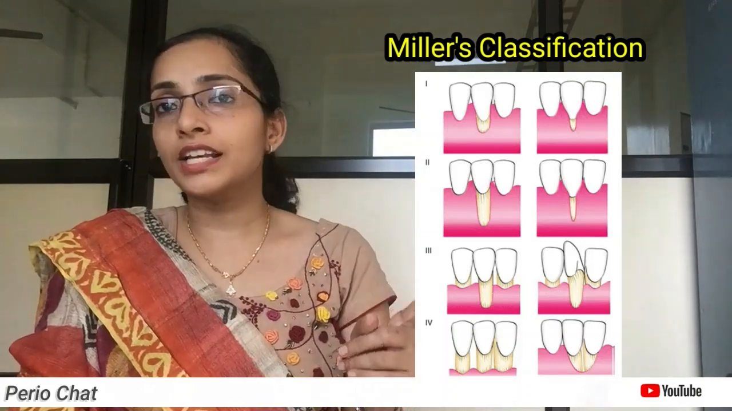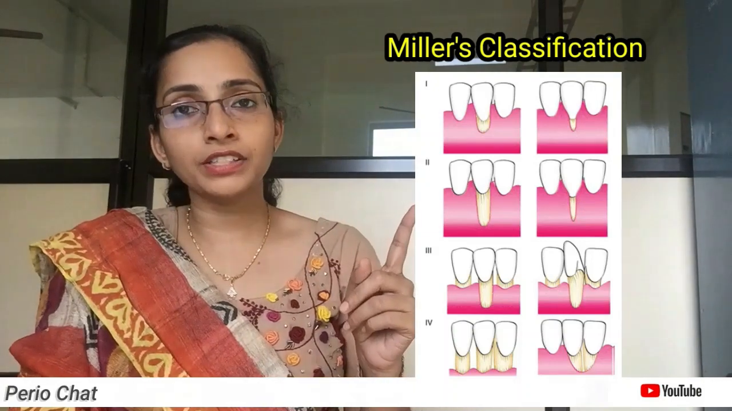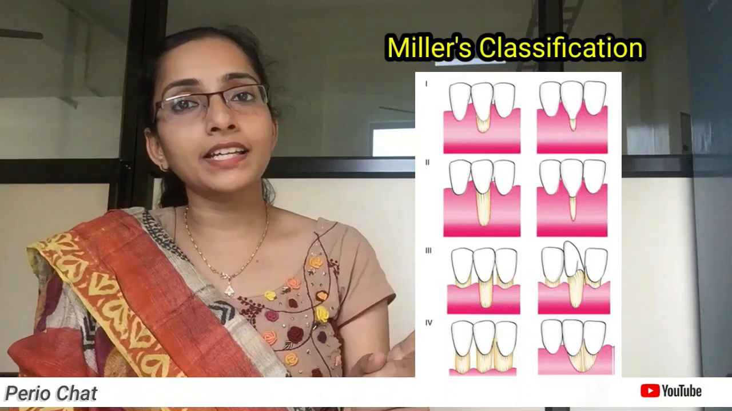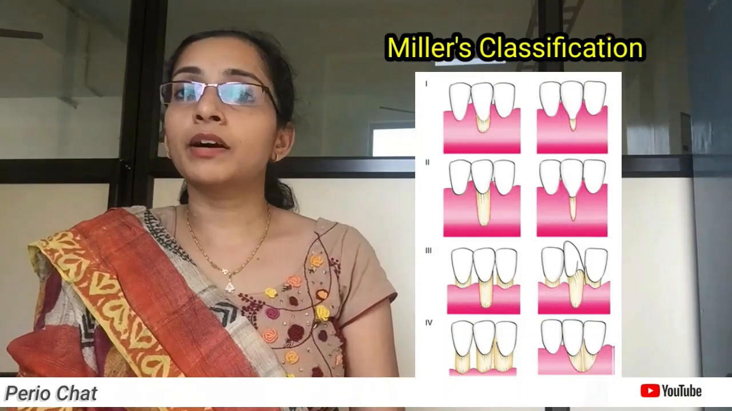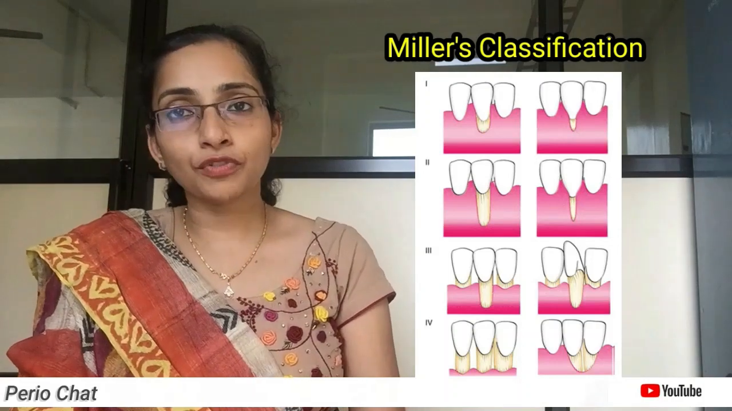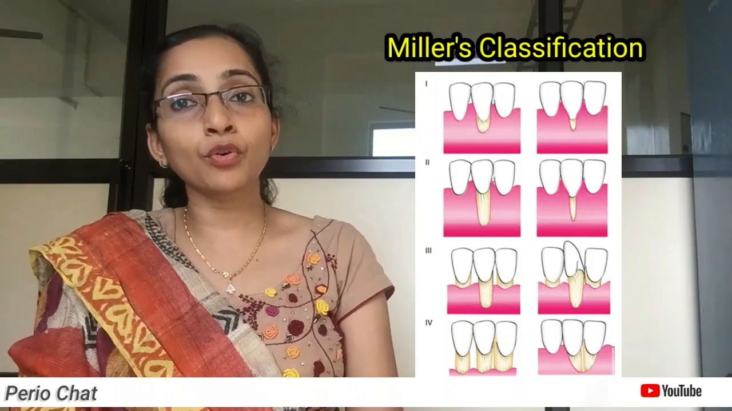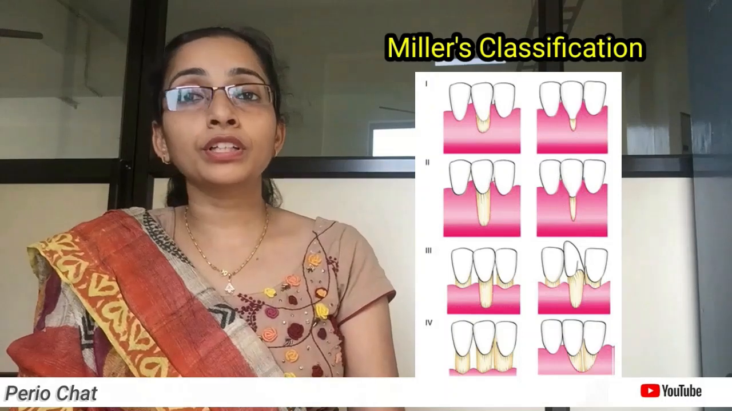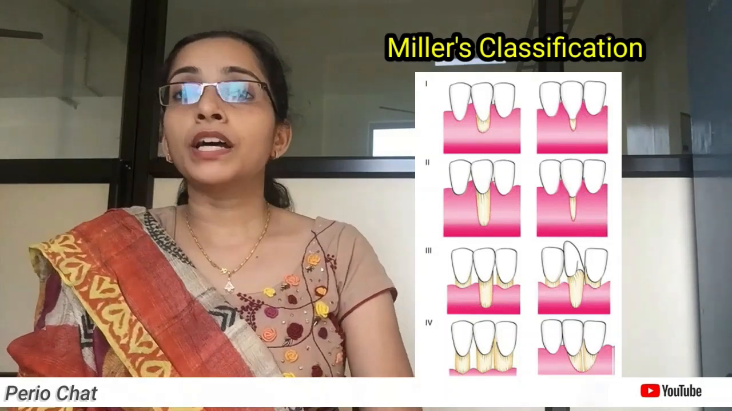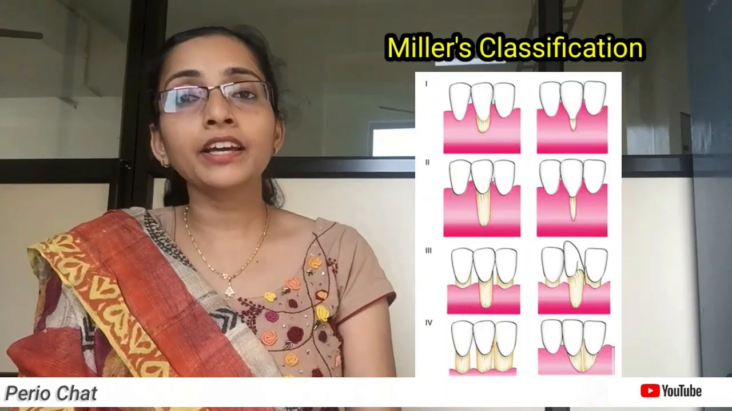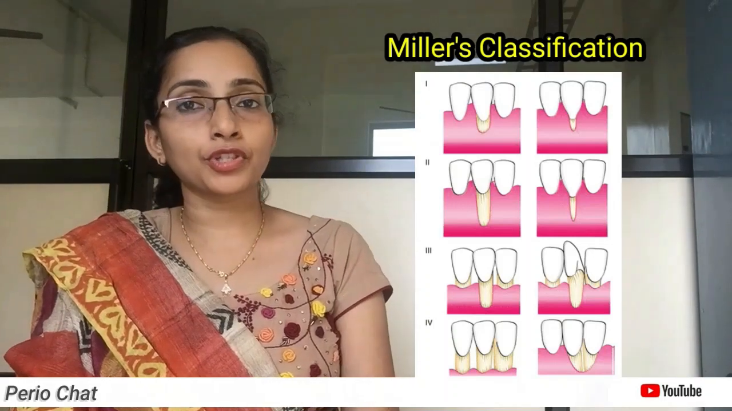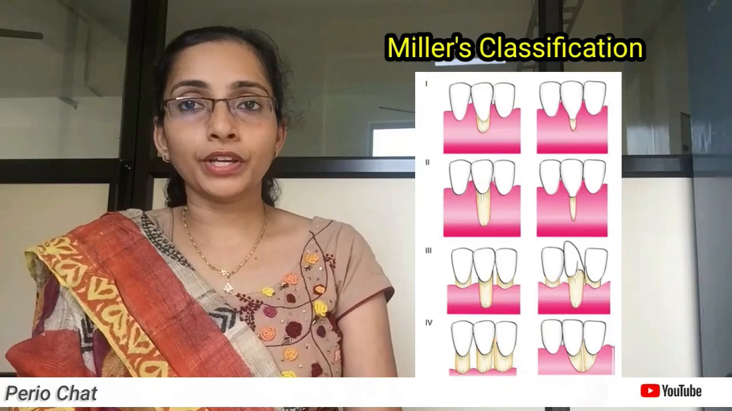Class 1, recession has not extended up to the mucogingival junction. Class 2, it has extended up to the mucogingival junction. Class 3, extended up to the mucogingival junction plus soft tissue loss and bone loss. Class 4, extended beyond the mucogingival junction plus there is severe soft tissue loss and bone loss interdentally, or there is severe malpositioning of the tooth. So I told you what is recession and the two classifications of recession.